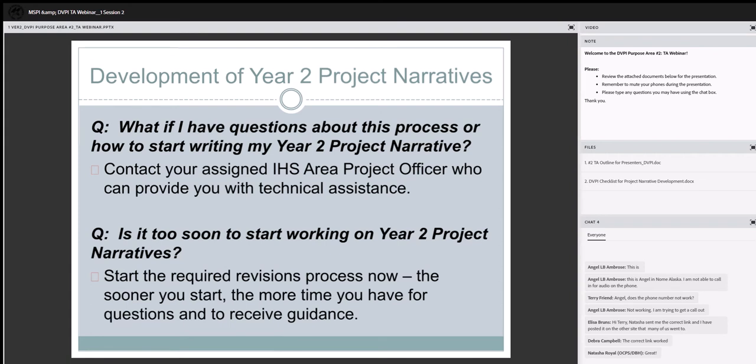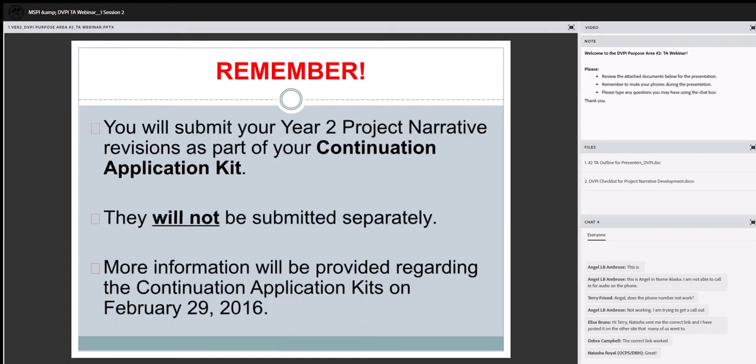She was in the process of writing her year 2 narrative, and she already had questions. I asked if she had gotten on a webinar, and she said she had, but she didn't think it was the venue to ask the questions that she had. So if you don't ask anything today, but you're not quite sure what you want to ask yet, start your revisions now. As the questions come up, you can reach out to your project officer, so that you have time to get the narrative written, because you'll have other work to do for the continuation application kit. So the sooner the better.